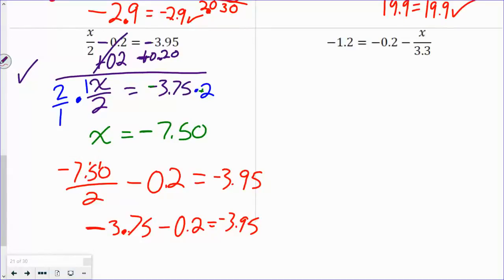All right, a negative minus a positive, add your opposite. Okay, so then I get my negative 3 and 9500 equals a negative 3 and 9500. One more to go.